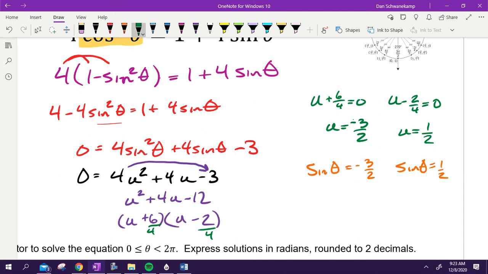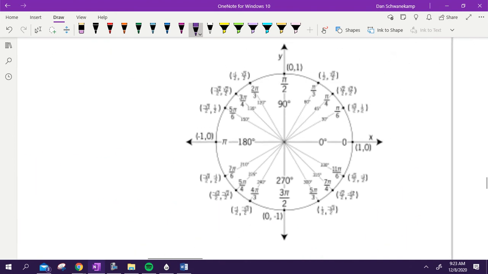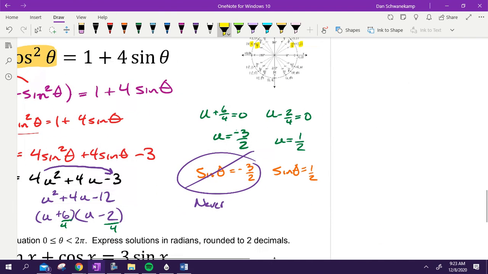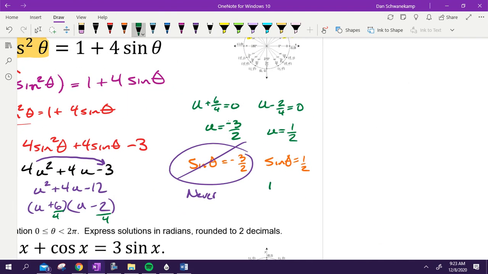All right. So I want to know when sine is negative 3 halves. When is sine going to be negative 3 halves? Never. That's a never. Okay. It's outside of 1 and negative 1. That's too big. So we're never going to be negative 3 halves. When is sine going to get me 1 half? I'm looking at y. I want y to be 1 half. Boom, right there at pi over 6. And boom, right there at 5 pi over 6. Those are the two answers I'm looking for. That's it. Those are the only two places where this thing's going to be true.